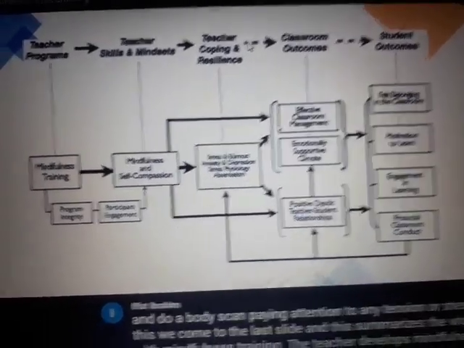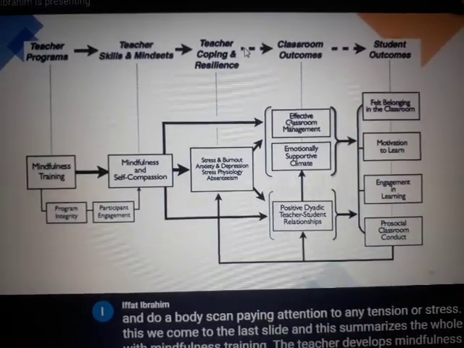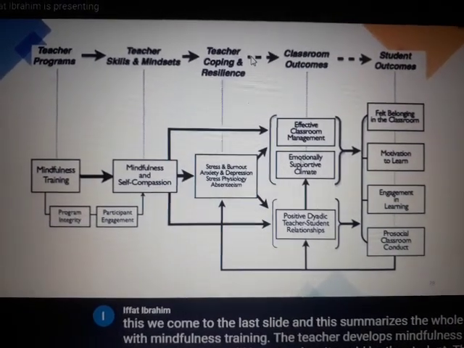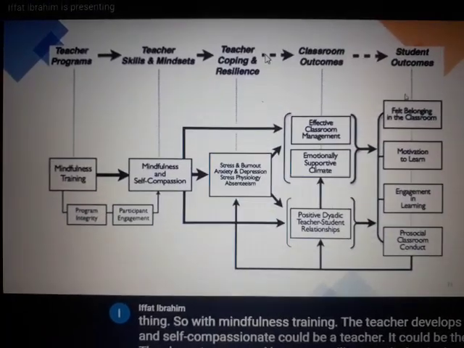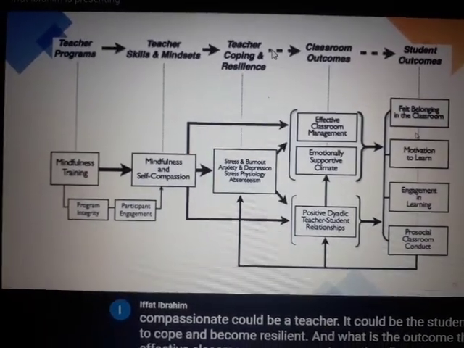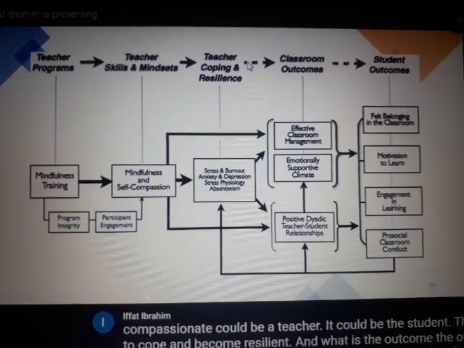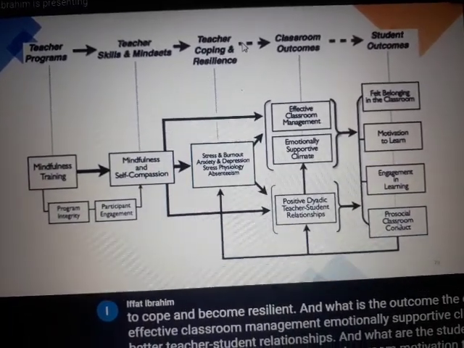And what is the outcome? The outcome is effective classroom management, emotionally supportive climate, and better teacher-student relationships. And what are the student outcomes? They feel belonging to the classroom, motivation to learn, engagement in learning, and pro-social conduct.